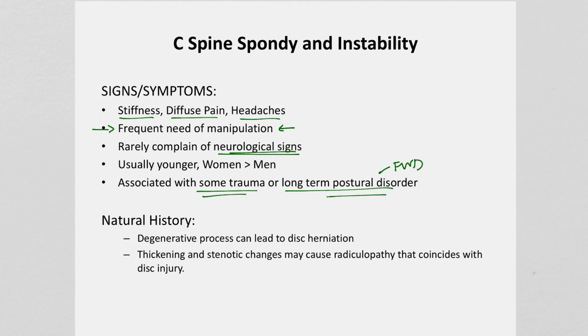But what we see over time is that spondylosis can oftentimes lead to disc herniation because that bone starts to wear away and the disc starts to take the brunt of the load. Additionally, if there's repetitive axial loading to the cervical spine, we can see thickening or stenotic changes that occur to the spinal cord, which leads to radiculopathy, right? If it's peripheral, it'll be unilateral. If it's spinal cord, it'll be bilateral as well.